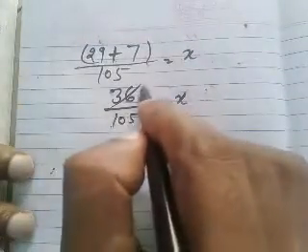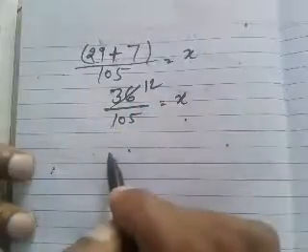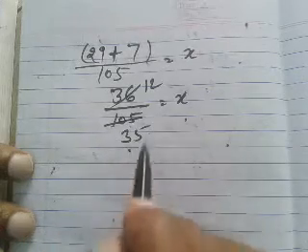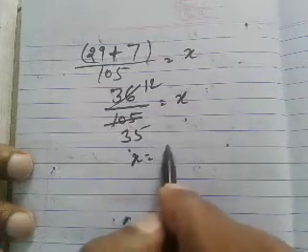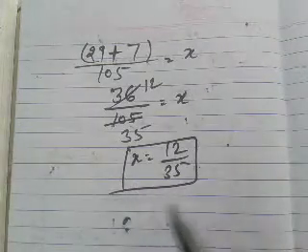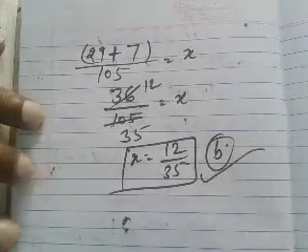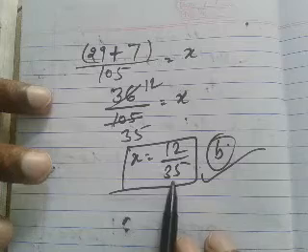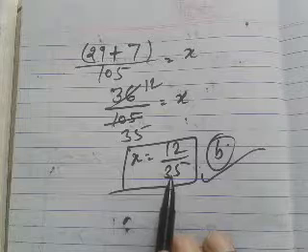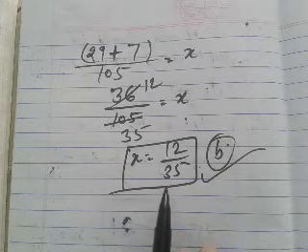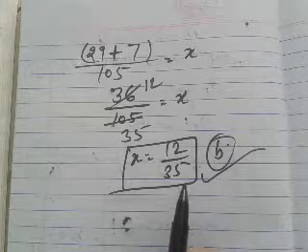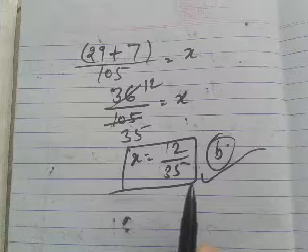Now we can cancel this term by 3. 3 12s are 36, 3 3s are 9, and 3 5s are 15. So the value of x is 12 upon 35, and this will be given in option B in your textbook. So 12 upon 35 is the value which is subtracted from the given expression 1 by 3 plus 1 by 7 minus 1 by 5, and we will get the answer minus 1 by 15.